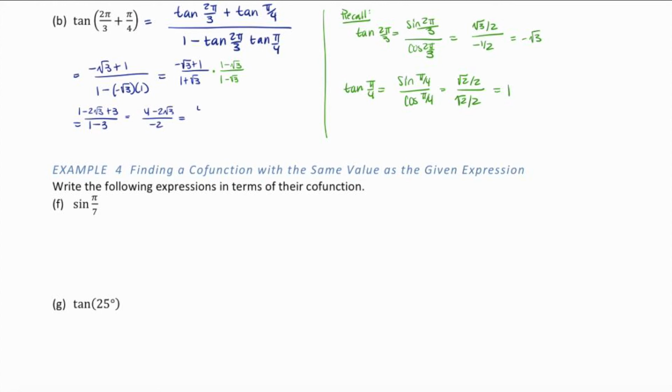Instead, split this up into two fractions, 4 divided by negative 2 minus 2 root 3 divided by negative 2. Then it makes it really easy to see that here we just have negative 2 and here we just have positive root 3.